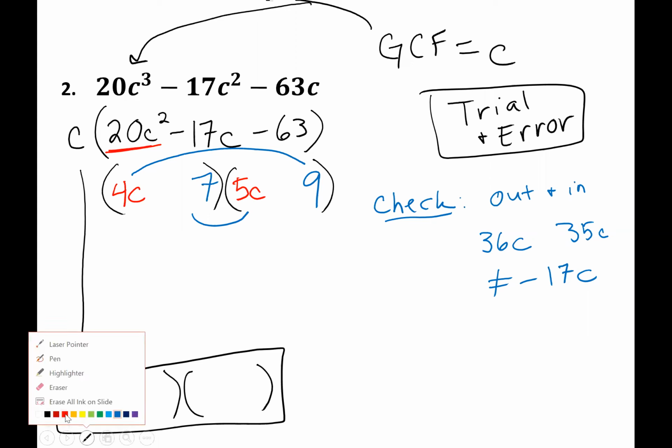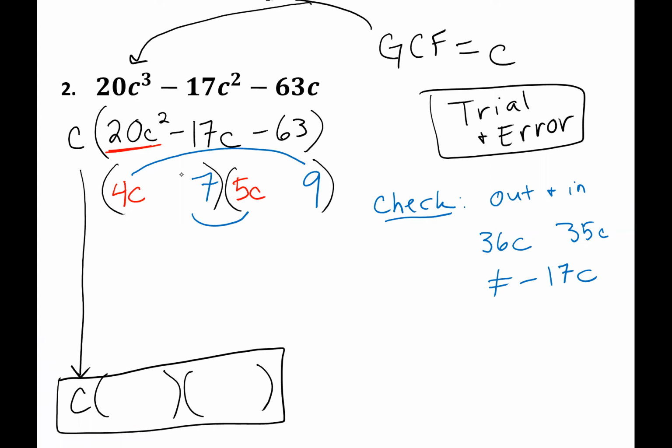If it seems weird to leave the signs blank, you can just try something. Maybe you prefer to try +7 and -9 there. Maybe that makes you feel better. So this would be -36c and then +35c. Not going to add up to -17c. So that's not going to work, and just changing the signs will not help. So I'm crossing out that option.